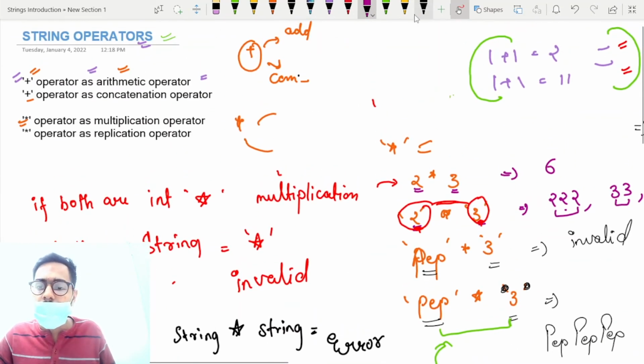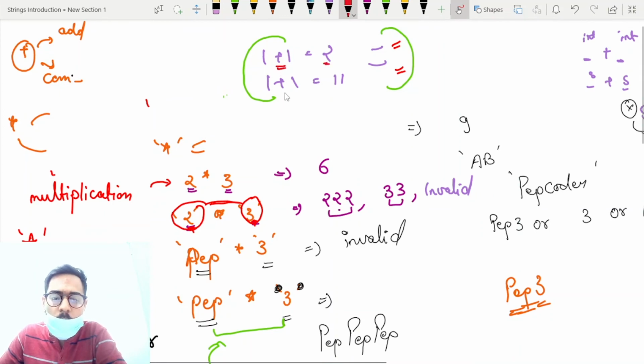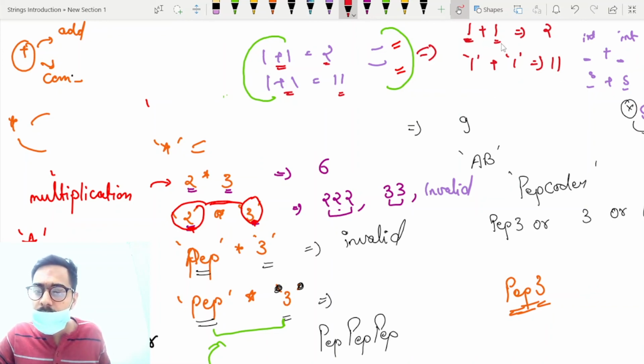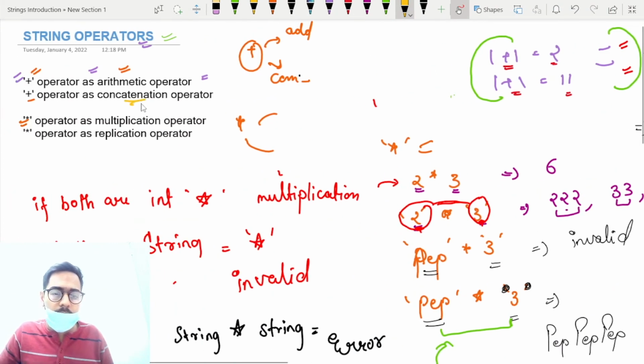Okay, yeah, this question has been left, which was the most important one. So tell me whether 1 plus 1 is equal to 2 or 1 plus 1 is equal to 11. It simply means that if you have written 1 and 1 both of integer types, output will be 2. If 1 and 1 are of string types, output will be 11. So that depends on their data types. If they are int, output will be integer. If they are strings, the plus operator will perform concatenation.